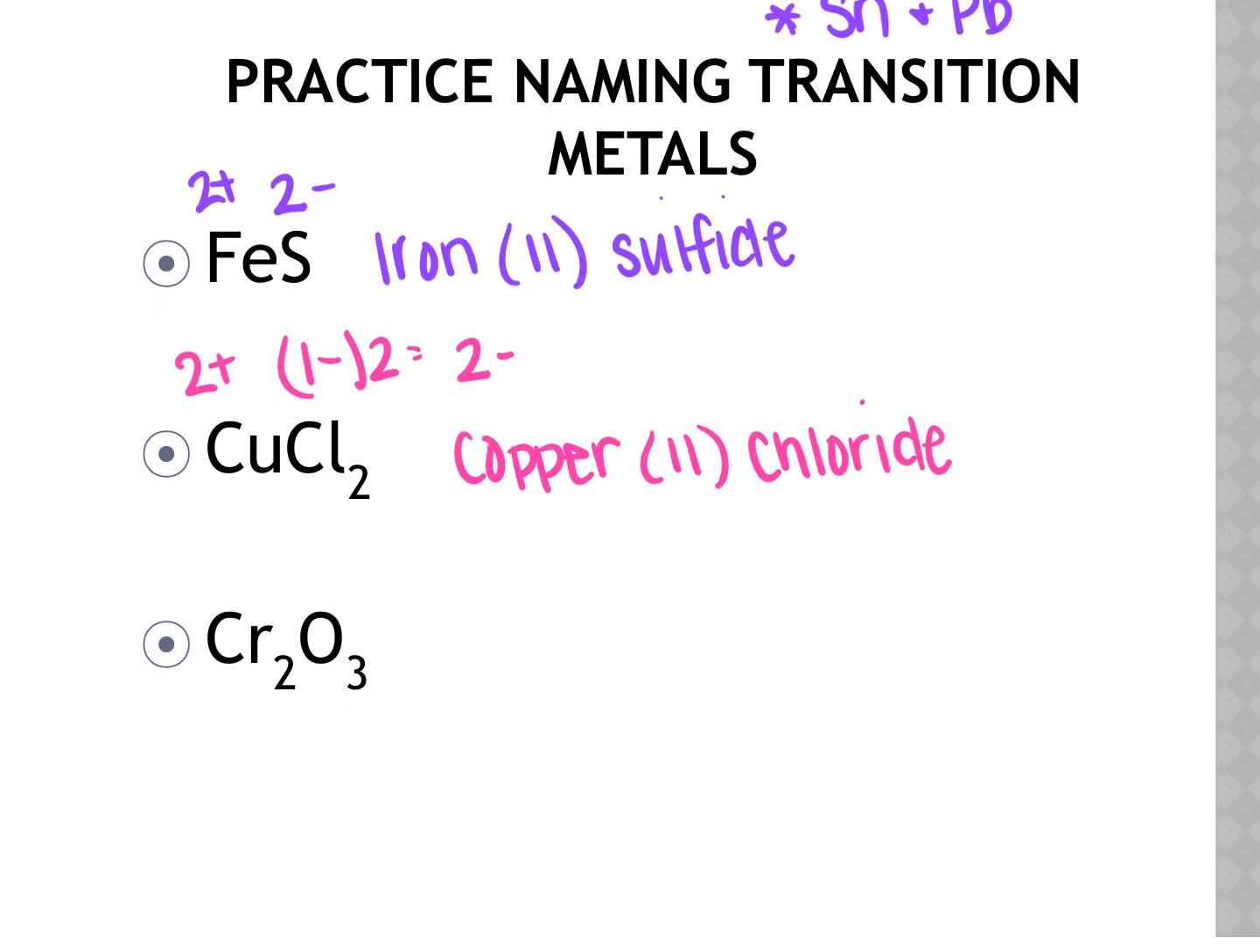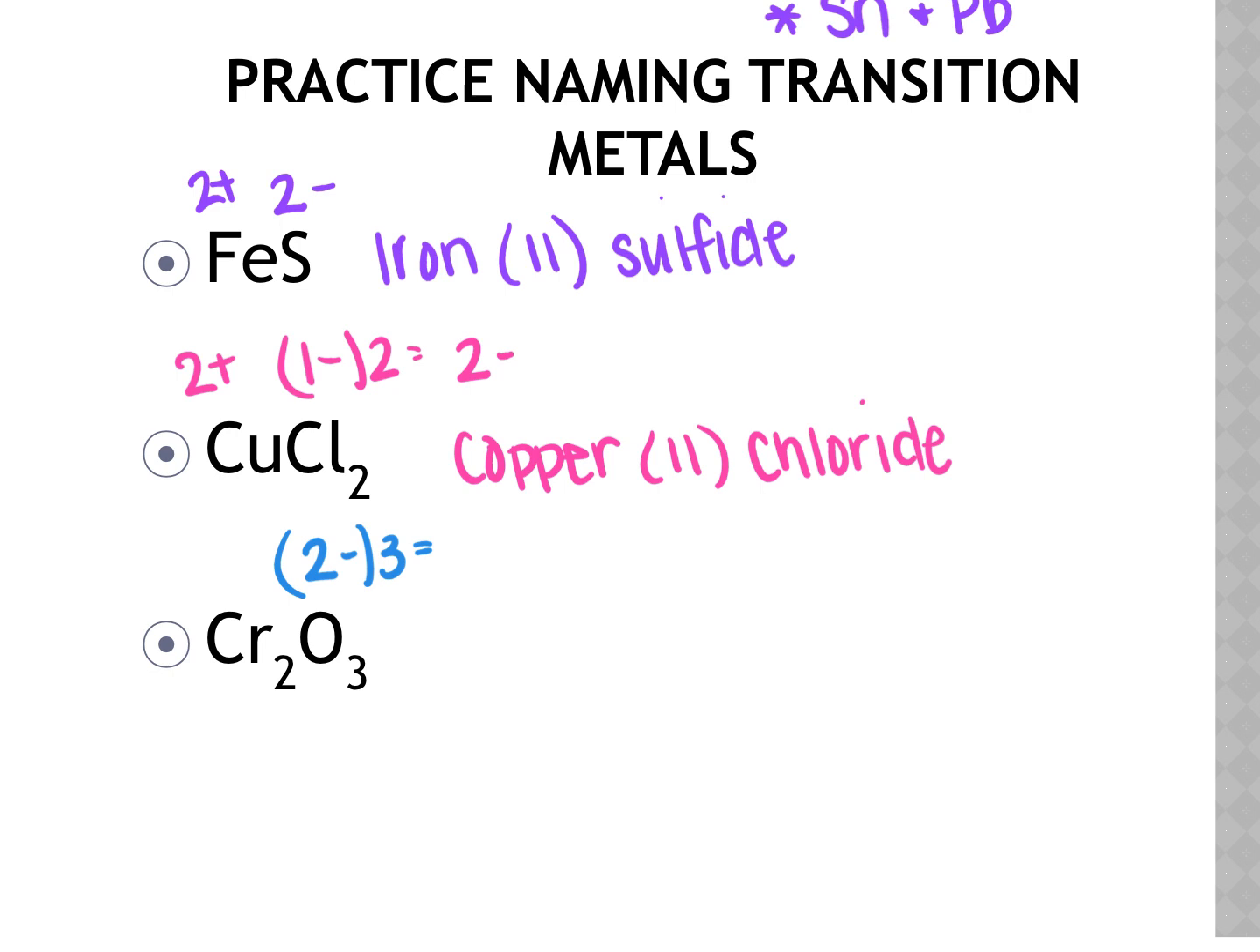Okay, are you ready for the third one? Okay, Cr2O3. Is chromium a transition metal? Yes, so do we have to figure out the charge? Okay, hang with me on this one. So if you're kind of zoning out, now's the time to tune in. Okay. So yes, it's a transition metal. Yes, we have to figure out the charge. So we look at oxygen. What is the charge of oxygen always? Okay, oxygen's always that -2. How many oxygens are there? Okay, 3.